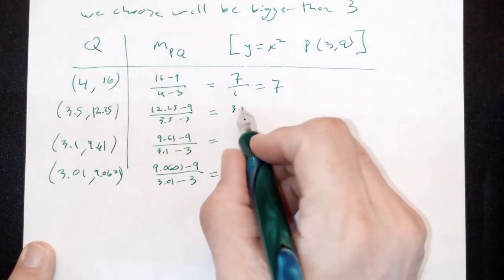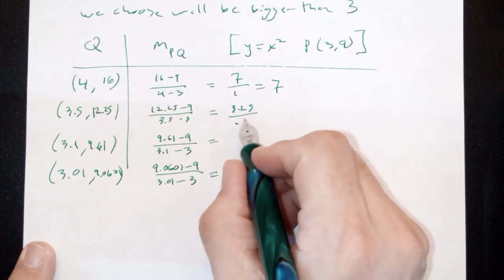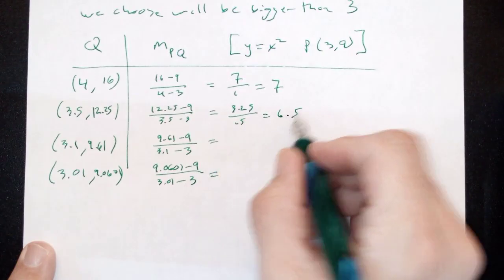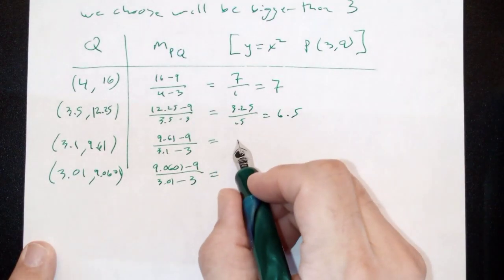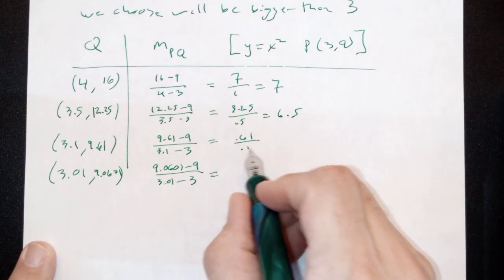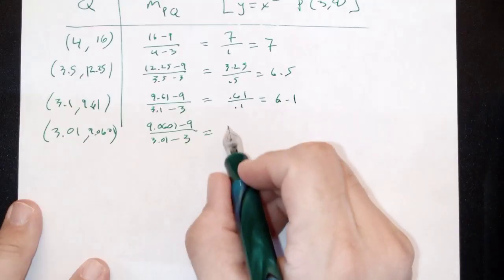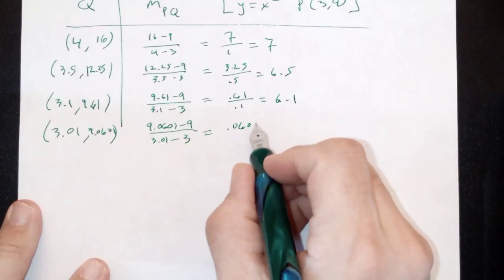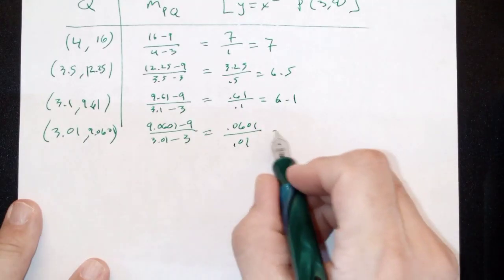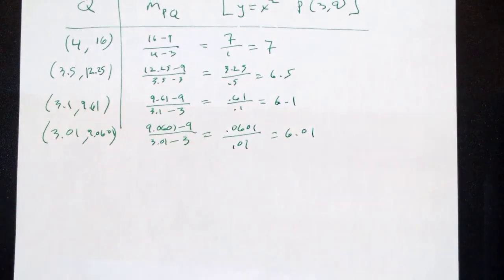This is 3.25 over 0.5, which is 6.5. Here I get 0.61 over 0.1, which is 6.1. And here I get 0.0601 over 0.01, which is 6.01. Hey, we're coming towards the same number, aren't we? I'm happy about this.